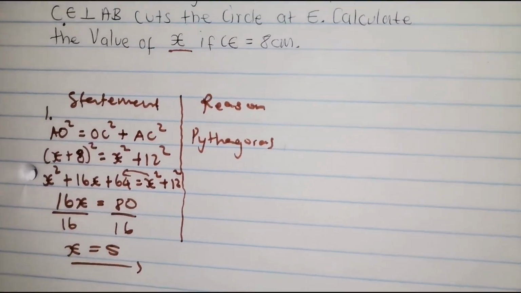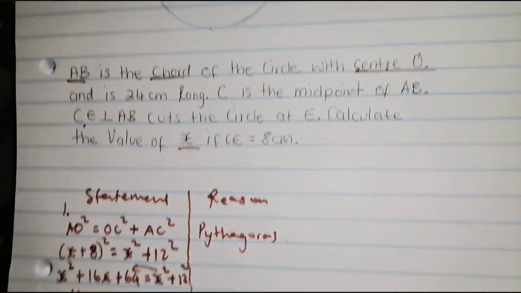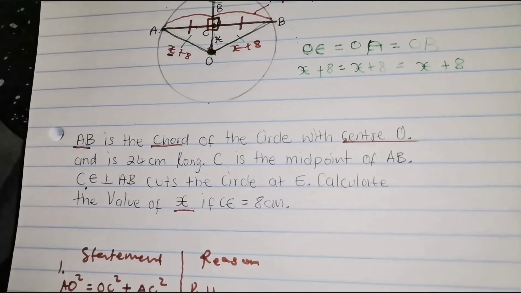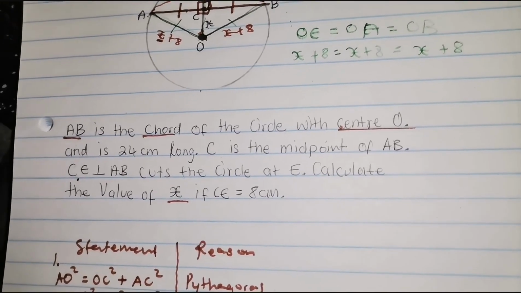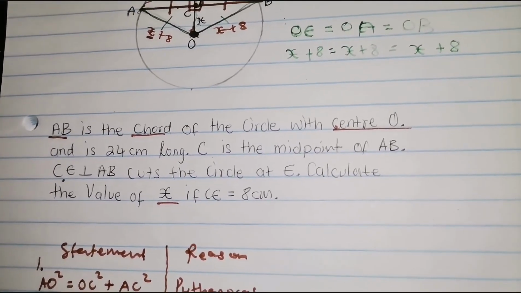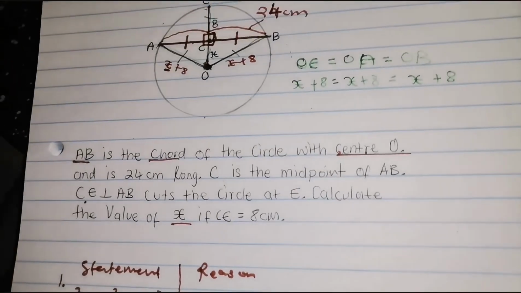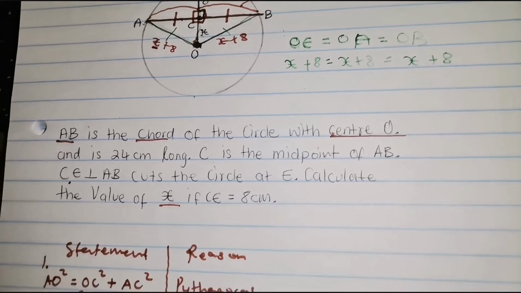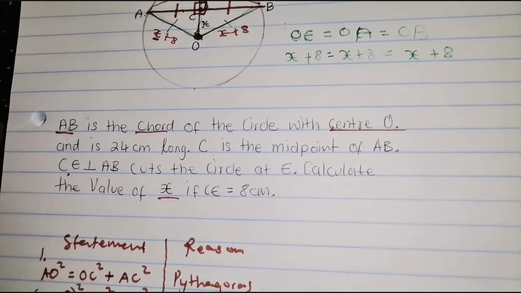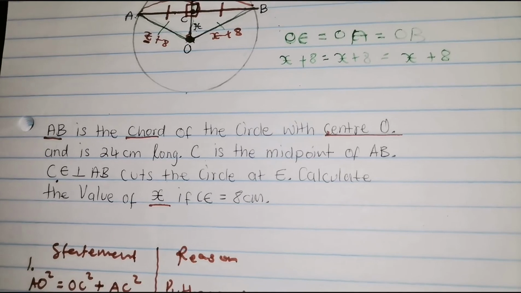I hope you understand where that 5 comes from. You can substitute where you see x, put in 5 and find the values of those sides that you don't have. So the length of OC is 5. Then the length of AO is 5 plus 8. Yes, 5 plus 8 is 13, not 14.